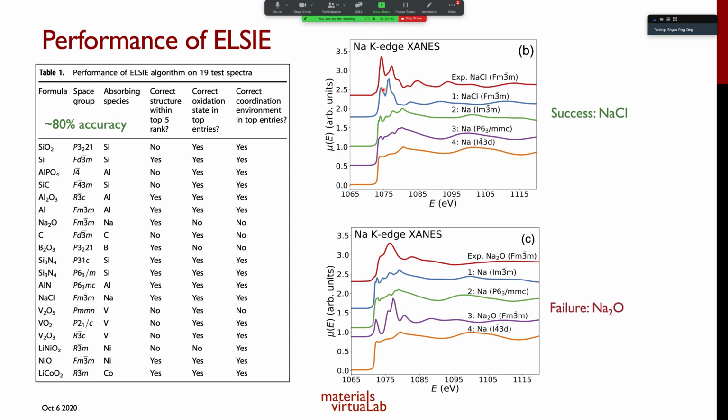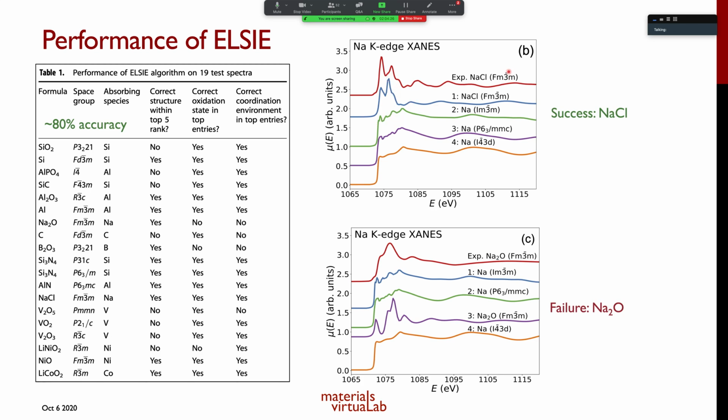So this is the experimental K-edge XANES for sodium chloride from the ELSIE, and this is the top 4 ranked predictions from our ELSIE algorithm. You see that the correct rock salt structure appears as the number 1 ranked, and if you just compare it with your eyes, it does look fairly similar.